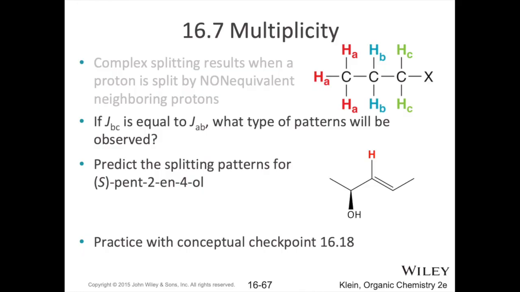All right, so let's go ahead and try a practice problem on this. Go ahead and look at the hydrogen on this molecule here and see if you can figure out what its splitting pattern would be like.